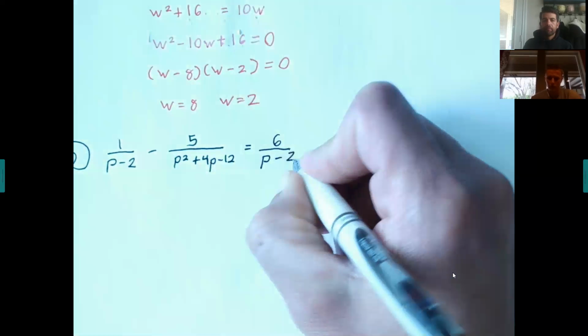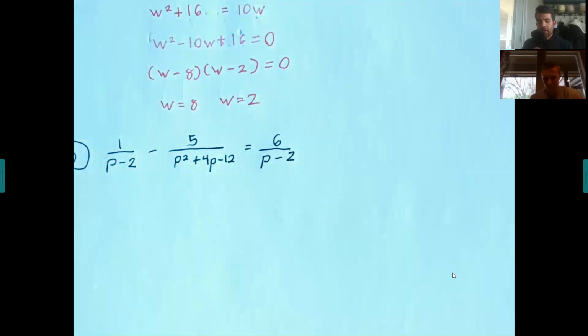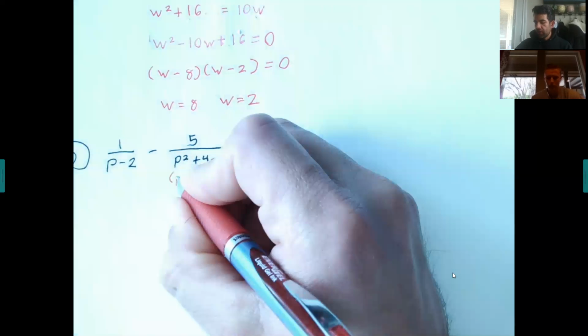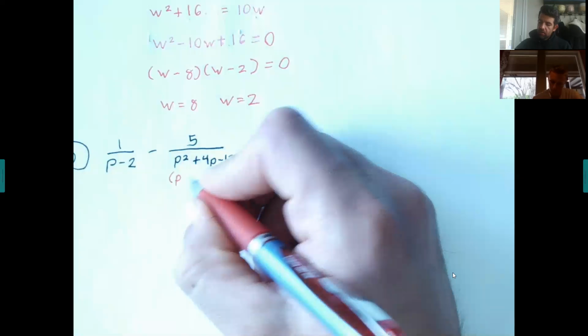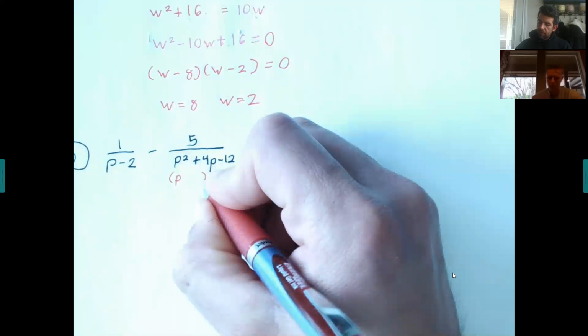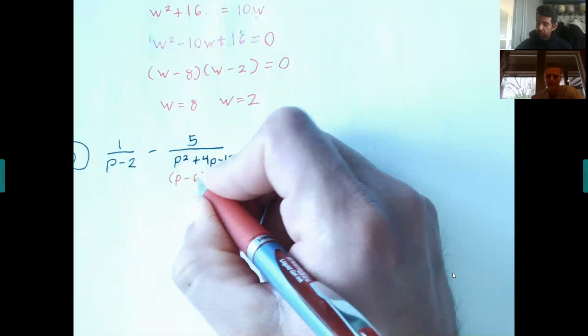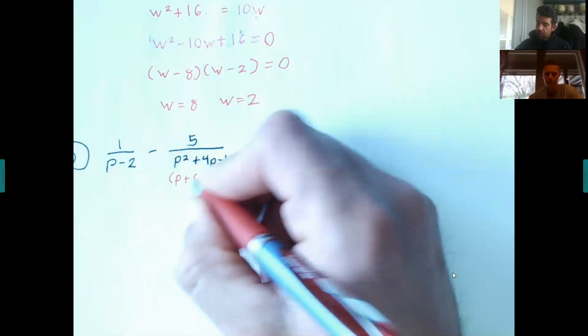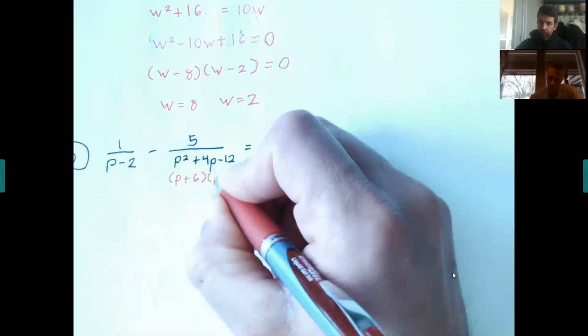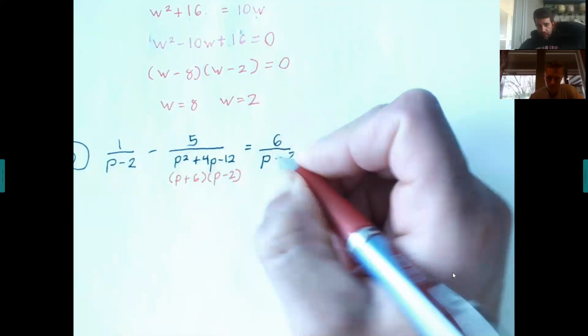All right, are you with me? Got it. Okay, now here's the deal. If I factor this, I get P plus 6, excuse me, P minus 2. Okay, so now look at it, okay?